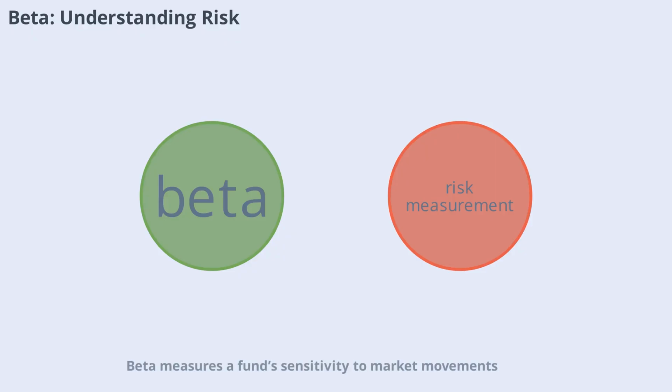Beta measures a fund's sensitivity to market movements. A beta of 1 means the fund moves in line with the market, while a beta above 1 indicates higher volatility. Conversely, a beta below 1 suggests the fund is less volatile than the market. Understanding beta helps investors gauge the level of risk they're taking on and whether it matches their risk tolerance. It's a key metric for building a balanced portfolio.